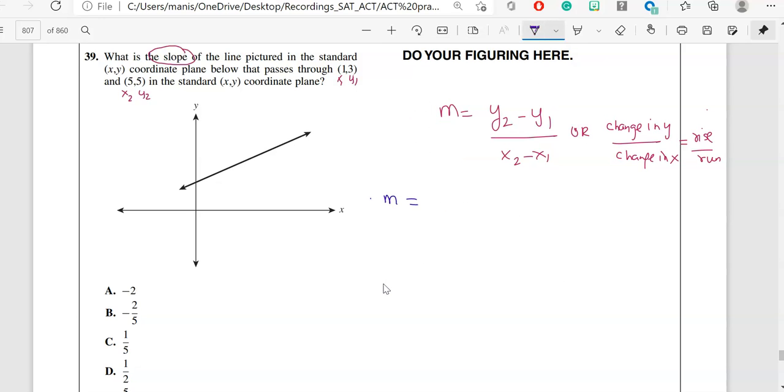So m is equal to y2 minus y1 over x2 minus x1. So this is your 5 minus 3 over 5 minus 1, which gives me 2 over 4. In simplest form, it gives me 1 over 2. So when I look over here, answer choice D is the correct answer for my question. Answer choice D is the correct answer choice for question number 39.